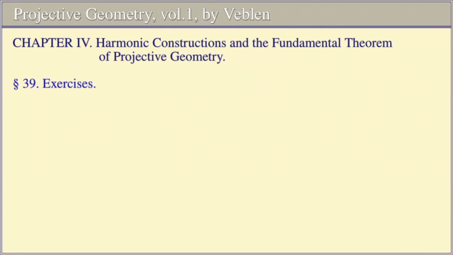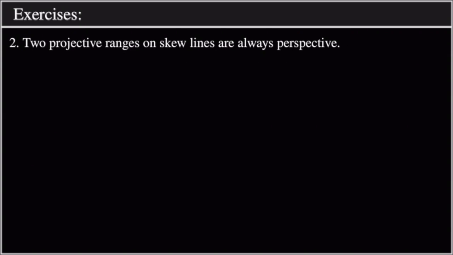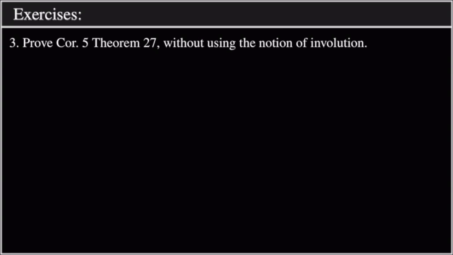Section 39, Exercises. 1. There is one and only one projectivity of a one-dimensional form, leaving invariant one and only one element O and transforming a given other element A to an element B. 2. Two projective ranges on skew lines are always perspective. 3. Prove Corollary 5 of Theorem 27 without using the notion of involution.